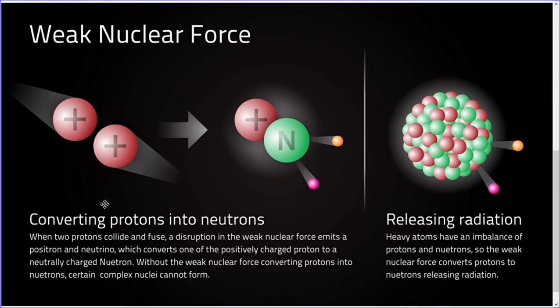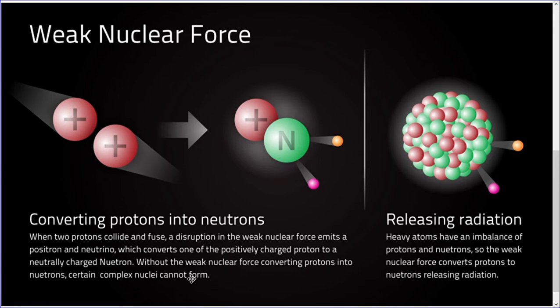So the weak nuclear force converts protons into neutrons. When two protons collide and fuse, we get this disruption in the weak nuclear force, and it emits a positron and a neutrino, which converts one of the positively charged protons to a neutrally charged neutron. Without the weak nuclear force converting protons into neutrons, certain complex nuclei cannot form.